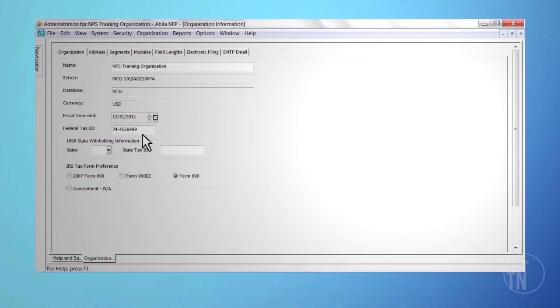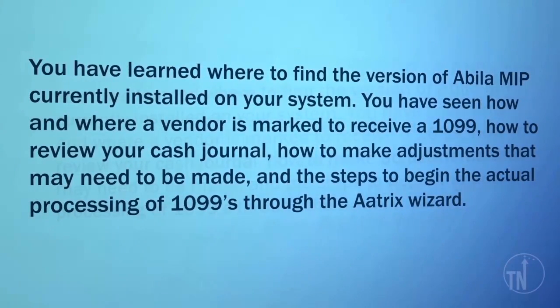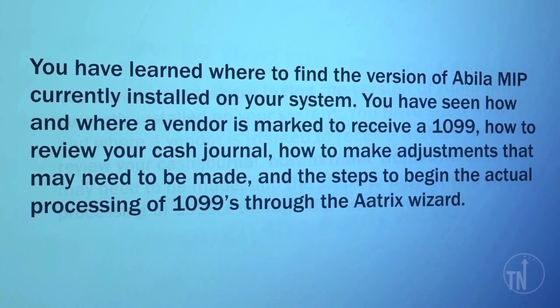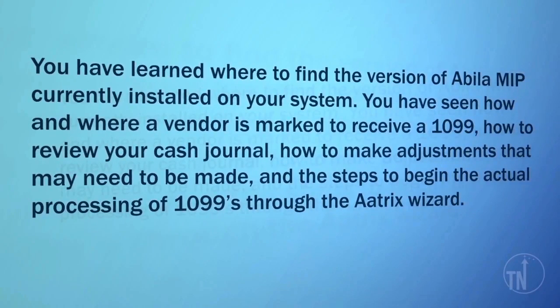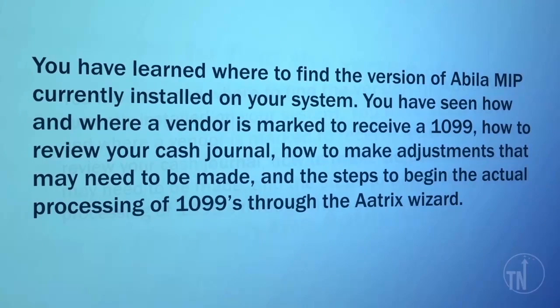To recap this training video on 1099 processing, you have learned to find the version of ABILA MIP currently installed on your system. You have seen how and where a vendor is marked to receive a 1099, how to review your cash journal, how to make adjustments that need to be made, and the steps to begin the actual processing of 1099s through the Atrix Wizard.